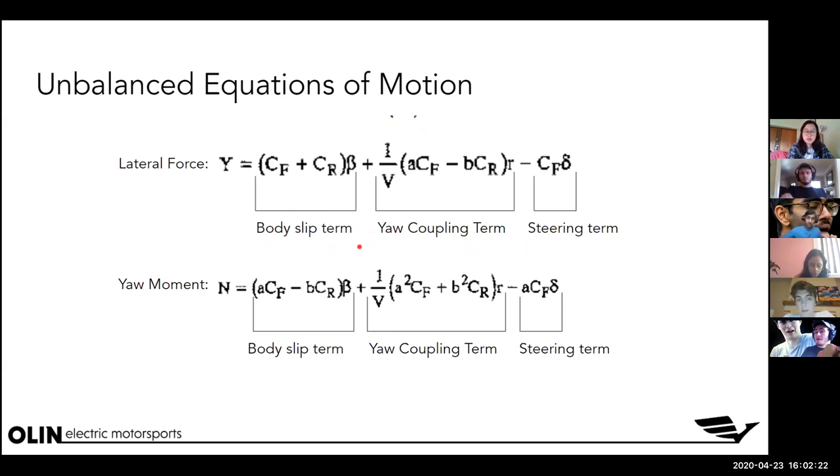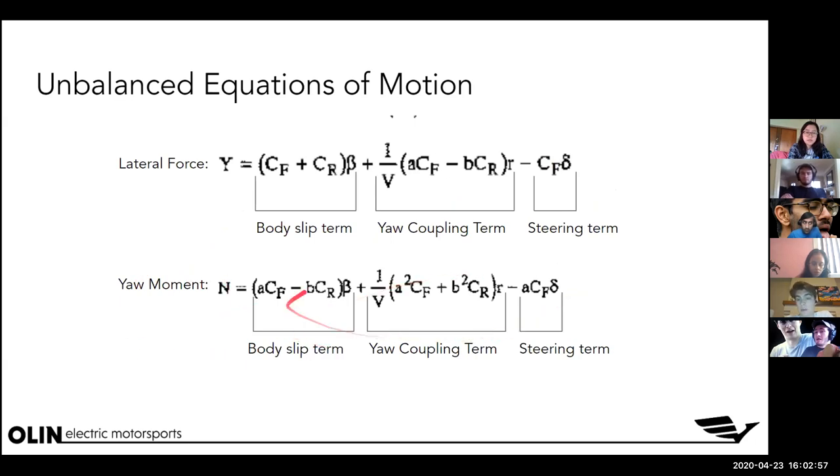There's the body slip term, which you can see here is the sum of the cornering stiffnesses times the body slip, plus a yaw coupling term, but this is basically looking at the way lateral force is produced due to R, which is the yaw velocity of the vehicle. So like the rate at which your body is rotating. And then there's a steering term, which is purely related to the cornering stiffness of your front tire and the steering angle.